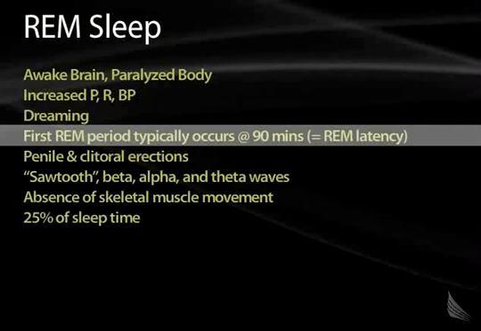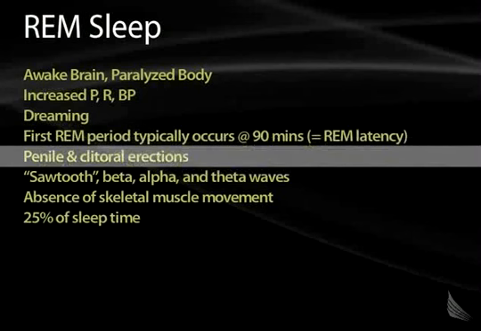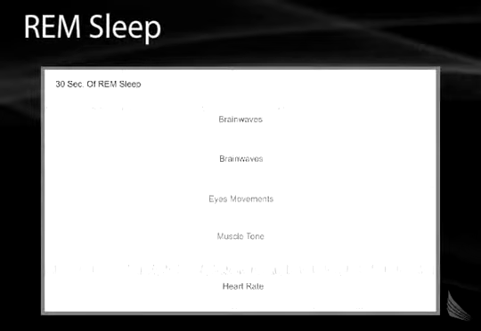Also, I did mention that your brain is awake and your body is paralyzed. But in REM sleep, you will notice the penile and clitoral erections. And you know how they say men have two brains? Well, if you can remember it that way, then you can remember that your mind is awake. That's when you have your erections, because those are the two brains of the men, and your body is asleep. Characteristically, they have very sawtooth beta, alpha, and theta waves, and these are very, very small frequent waves. And this constitutes about 25% of your sleep time.